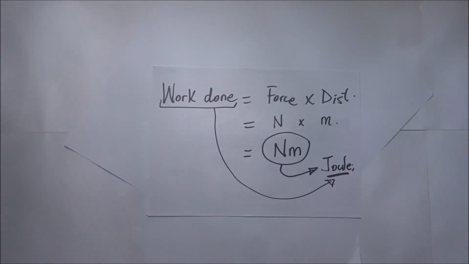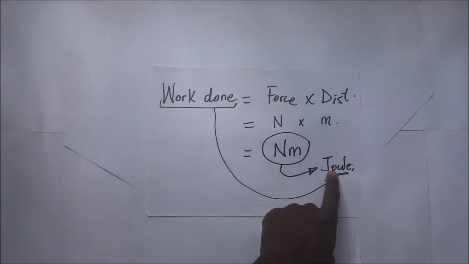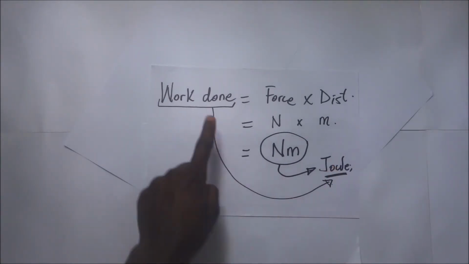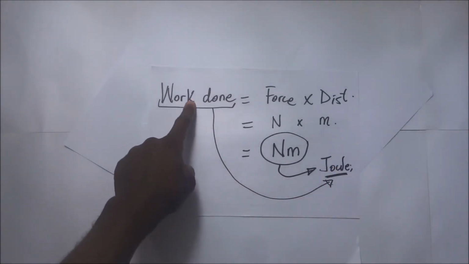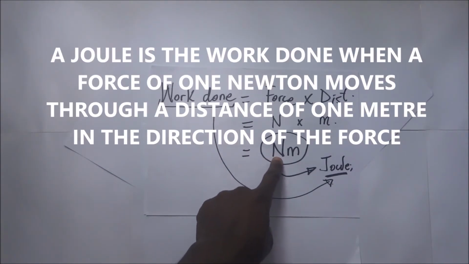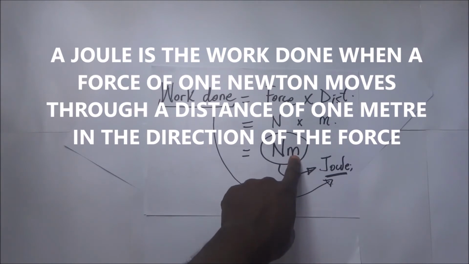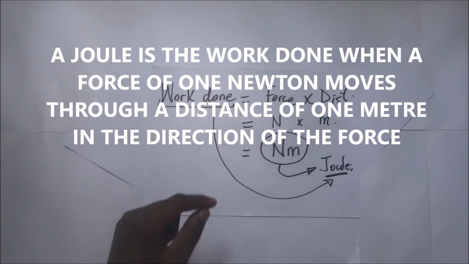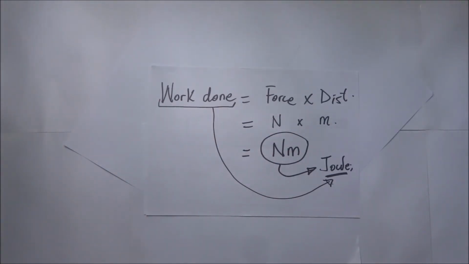And so, if you're required to explain what a joule is, you simply say that a joule is the work done when a force of 1 newton moves through a distance of 1 meter in the direction of the force. Also, the other thing that we need to know is that work done is a scalar quantity. By scalar quantity, I mean it is a physical quantity that only has magnitude and no direction.